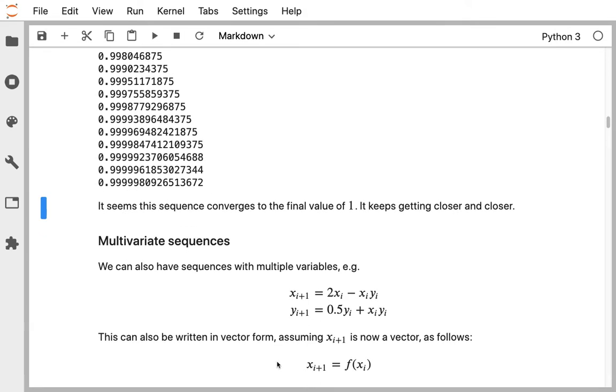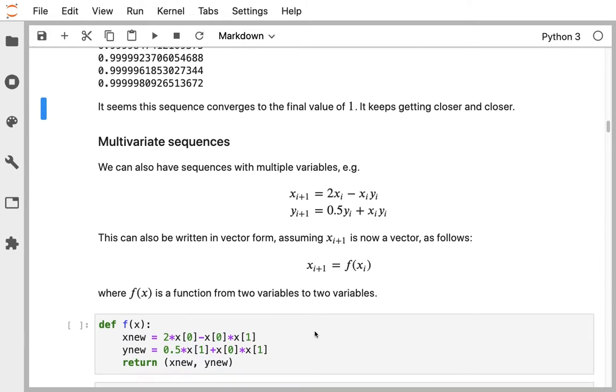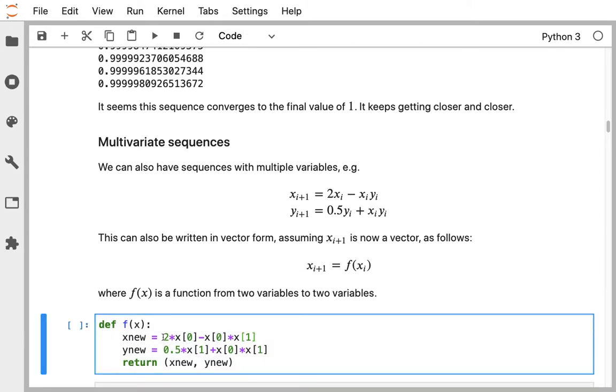And you can also write this in vector form. We talked last class about gradients, and sometimes we write f of x, y, z, and sometimes we just write f of x and assume x is a vector. So we could write it in vector form to say the next x vector is some function of the previous x vector, and in this case we can see up here what that function would be just as an example. So now this function maps from two variables to two variables. It maps from x_i, y_i to x_{i+1}, y_{i+1}. So we could code up that function.